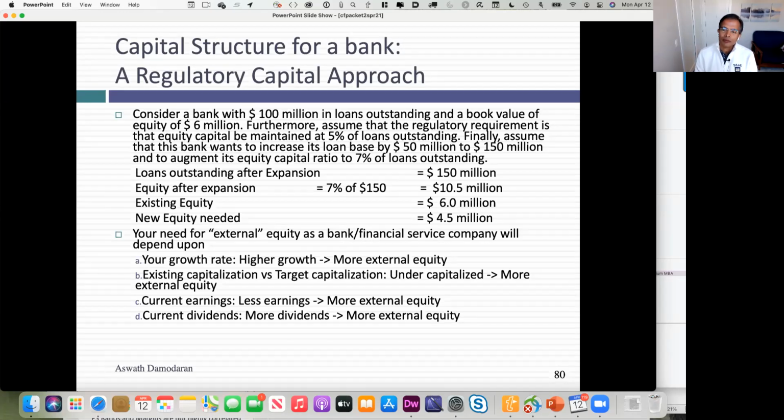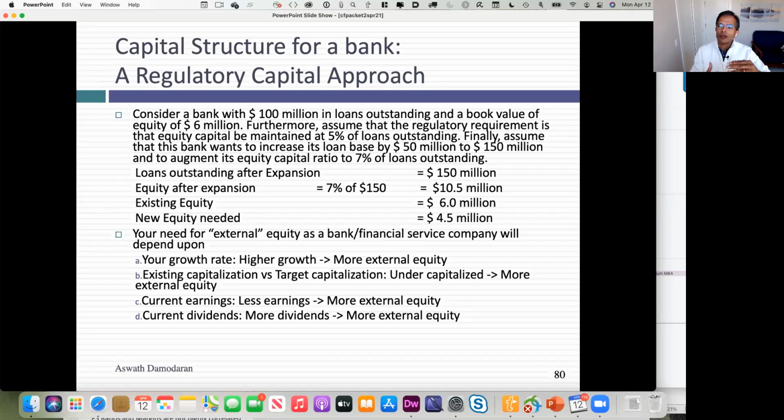Let's think of an old-fashioned bank. You know what an old-fashioned bank does? People come in, they deposit their money at the bank as fixed deposits and checking accounts. The bank then takes the money and loans it out. And it makes money on the spread between what it receives as interest income and what it pays out as interest expenses. So let's say your bank has 100 million in loans that it's made, and it has a book equity of 6 million. Let's assume for the moment book equity and regulatory capital are the same. So right now it has a 6% equity capital ratio.